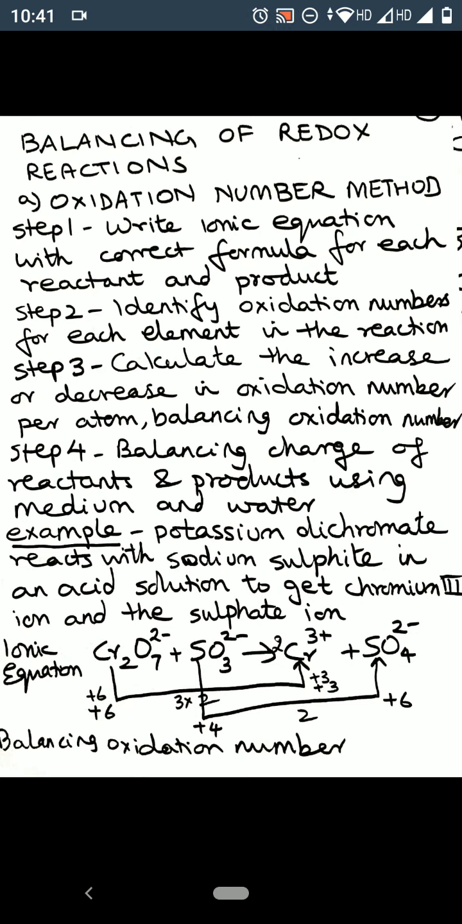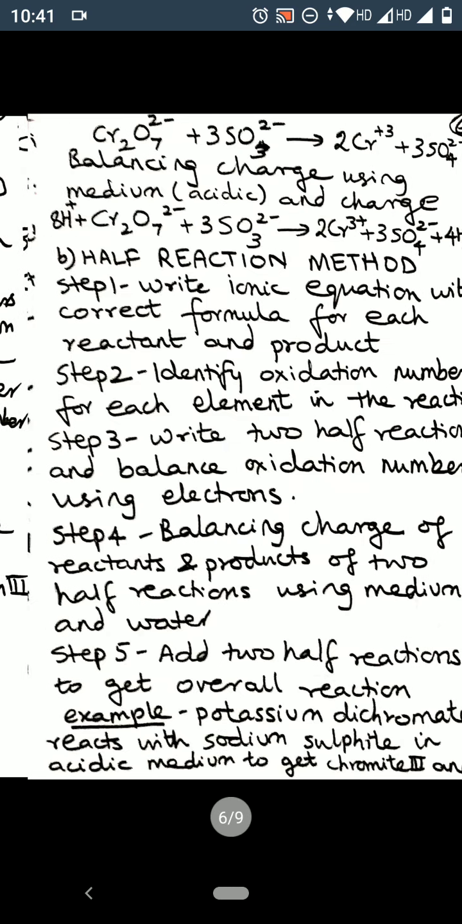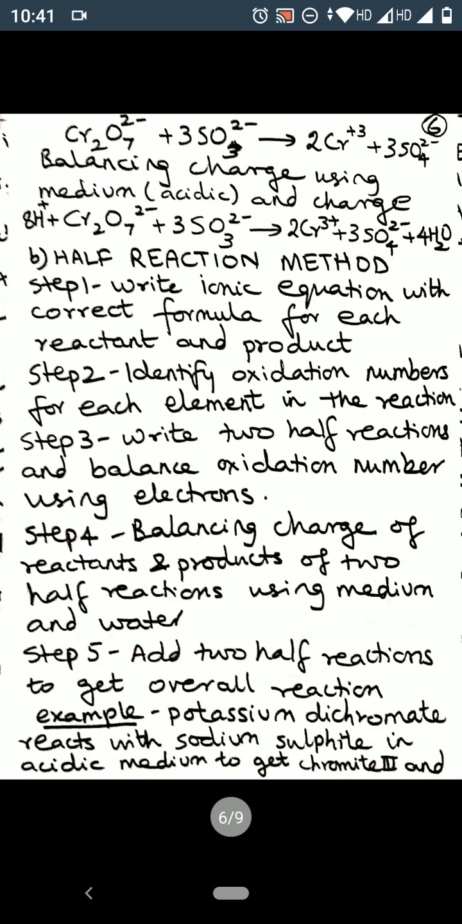Here an example is shown. Potassium dichromate reacts with sodium sulfite in acidic medium to get chromium 3 ion and sulfate ion. Here we write the ionic equation. First balance the oxidation number after balancing the ions taking part in the reaction. Then balance the charge using the medium.